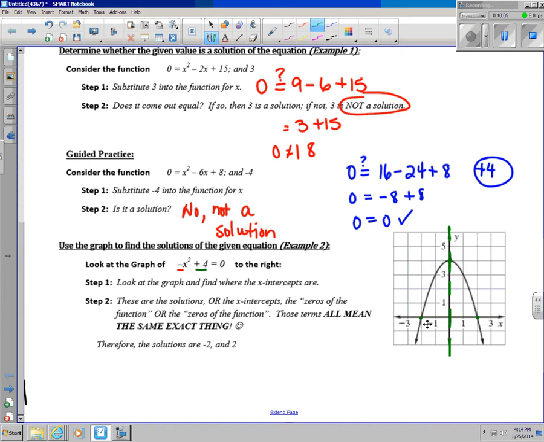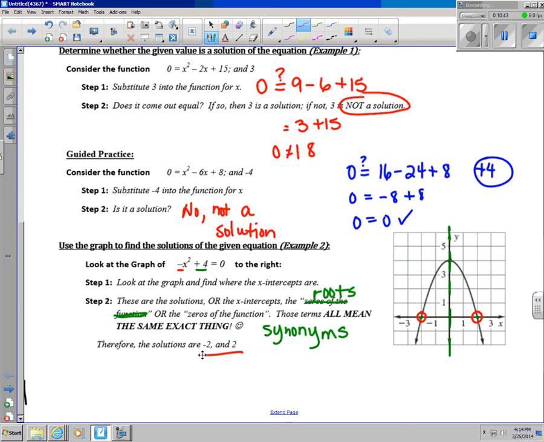Okay? These are the solutions or the x-intercepts, the roots or the zeros of the function. This is supposed to say roots. So mark that out, please, and put roots. Okay, typo there. All four of those terms are synonyms, and they mean the exact same thing. So, therefore, my solutions are -2 and +2.